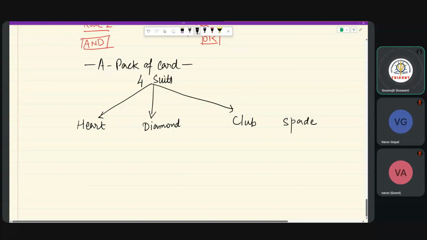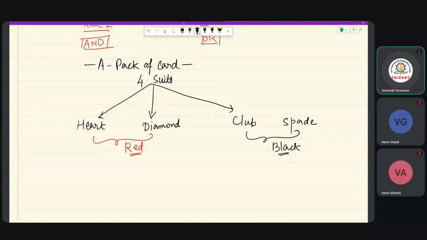Now these two are red suits and the other two are black. Total four suits, and in each suit the number of cards will be 13. So 13 hearts, 13 diamonds, 13 spades.